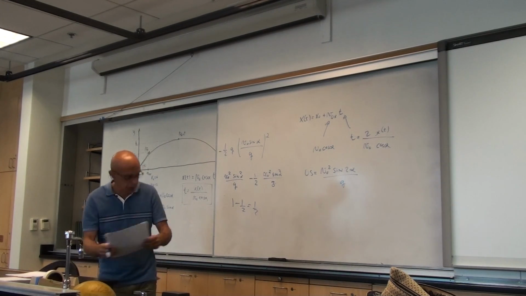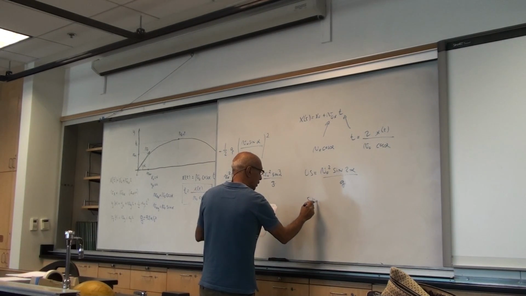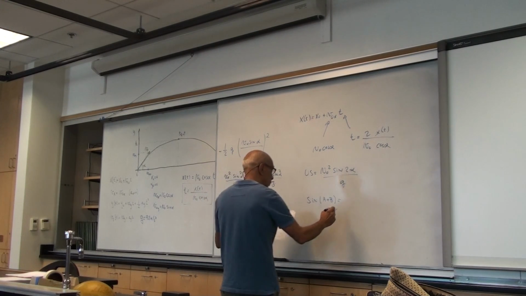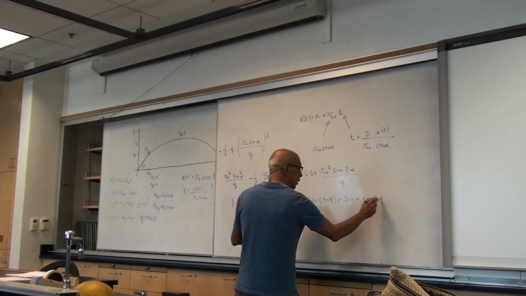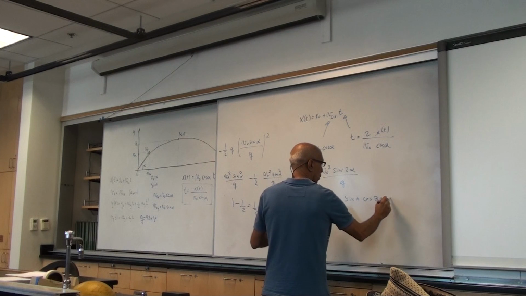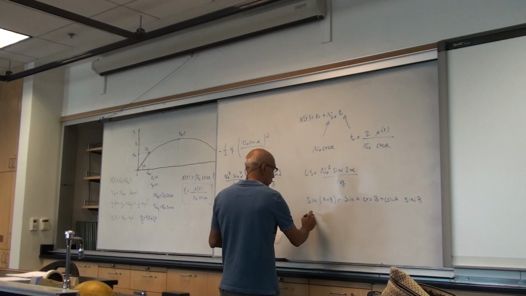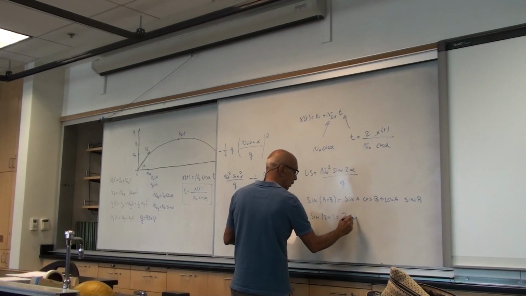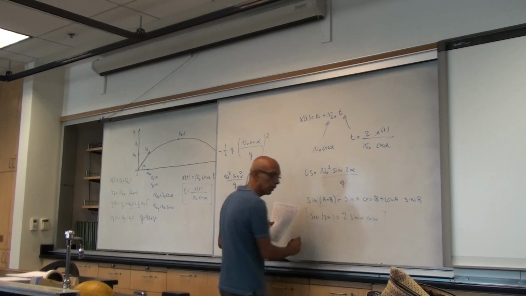In the notes, I put down some trigonometric formulas. The sine of A plus B is equal to sine A cosine B plus cosine A sine B. So the sine of 2 alpha is going to be 2 sine alpha cosine alpha. So you're going to have to use this formula.